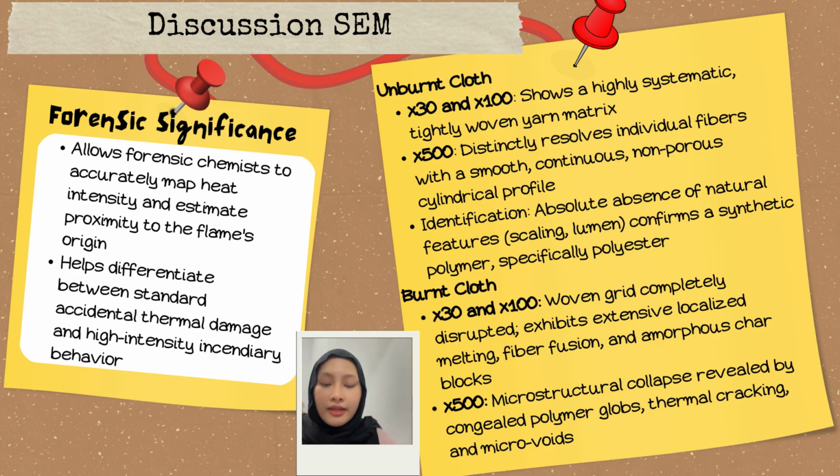When exposed to the flame, the burnt samples show completely different results. At the lower magnifications, the orderly woven grid is entirely disrupted, showing extensive melting, fiber fusion and hardened shell blocks. At 500 times magnification, we can see a total structural collapse. The fibers have congealed into irregular globs with sub-micron cracking and microvoids.